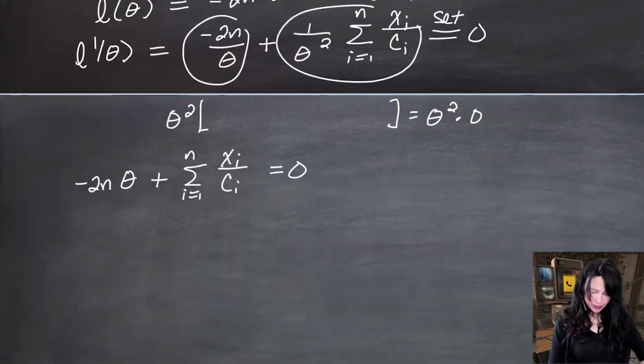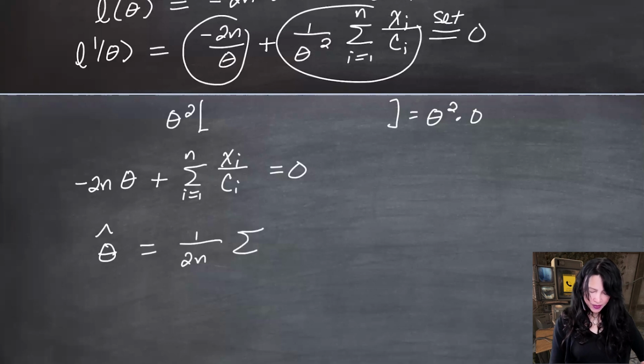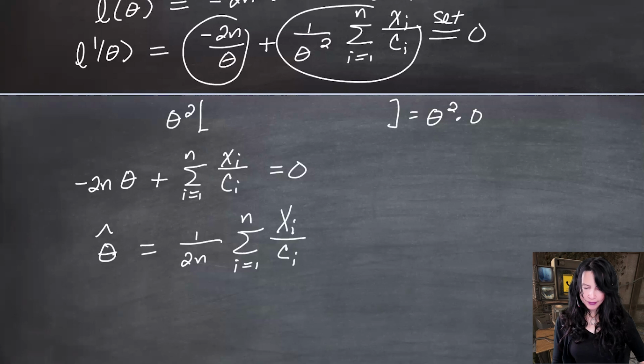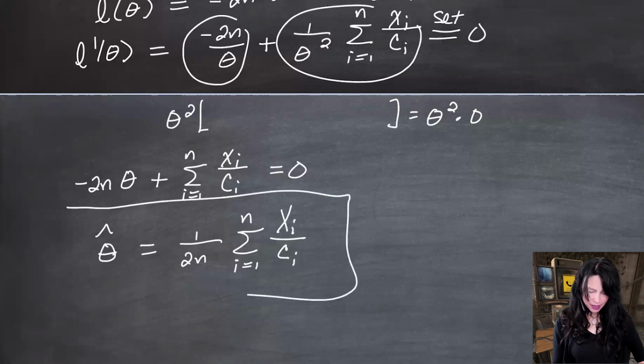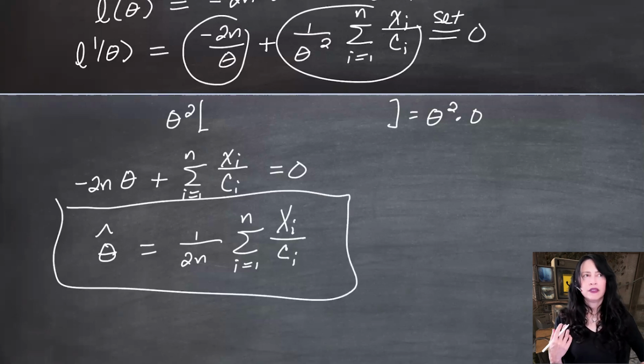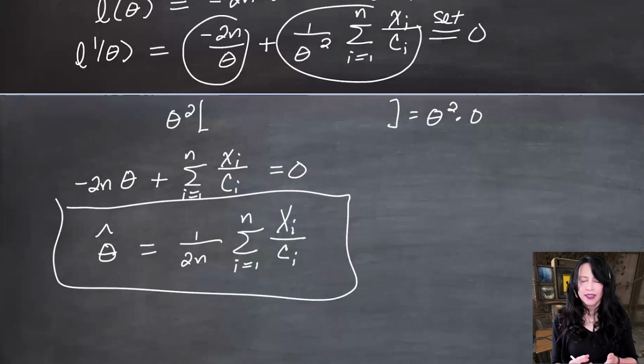And as a final step, let's solve for theta, make everything capital and random, and put a hat on it. This will be our MLE. This is 1 over 2n, the sum as i goes from 1 to n of capital X_i over c_i. This is the MLE, and yes, you should take a second derivative of the log likelihood to make sure that you didn't minimize the likelihood.